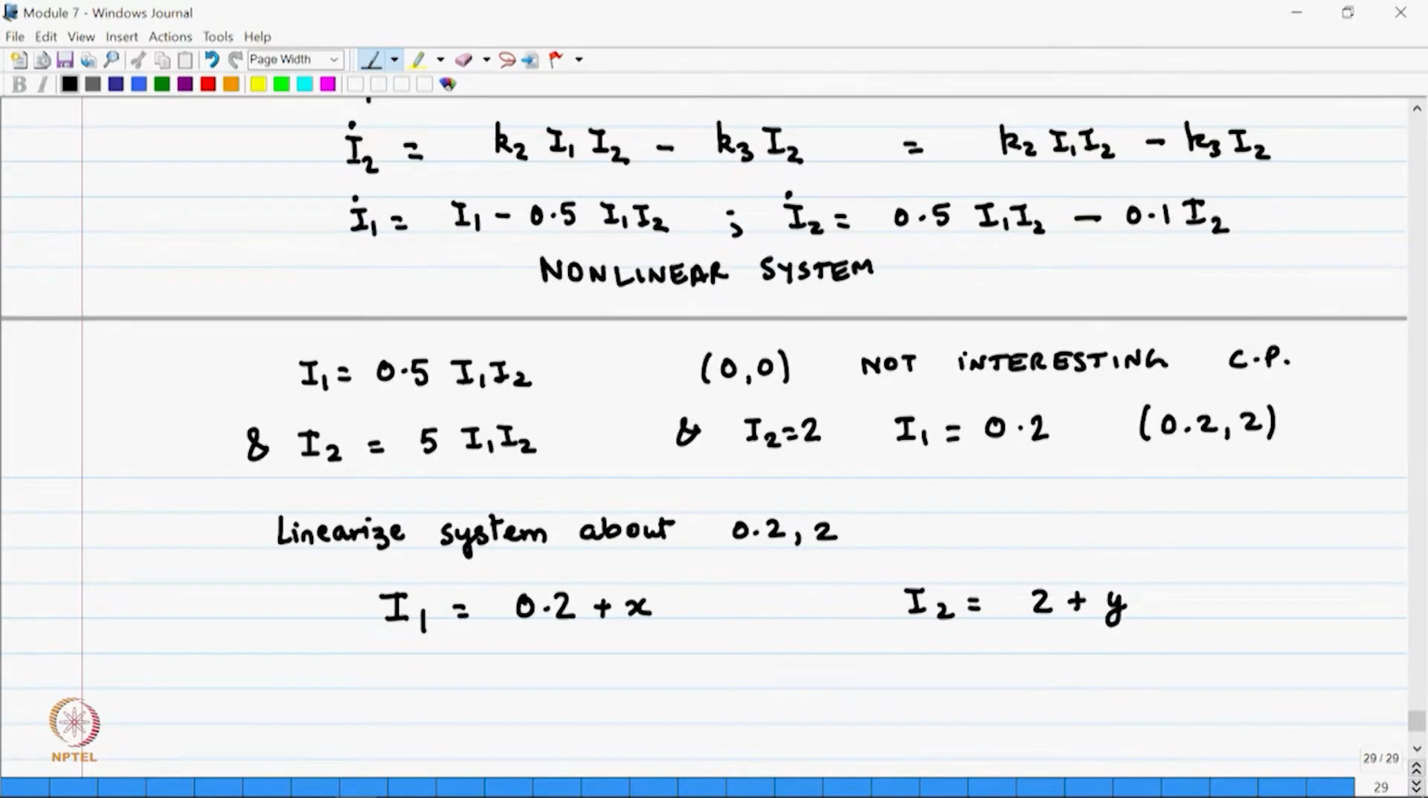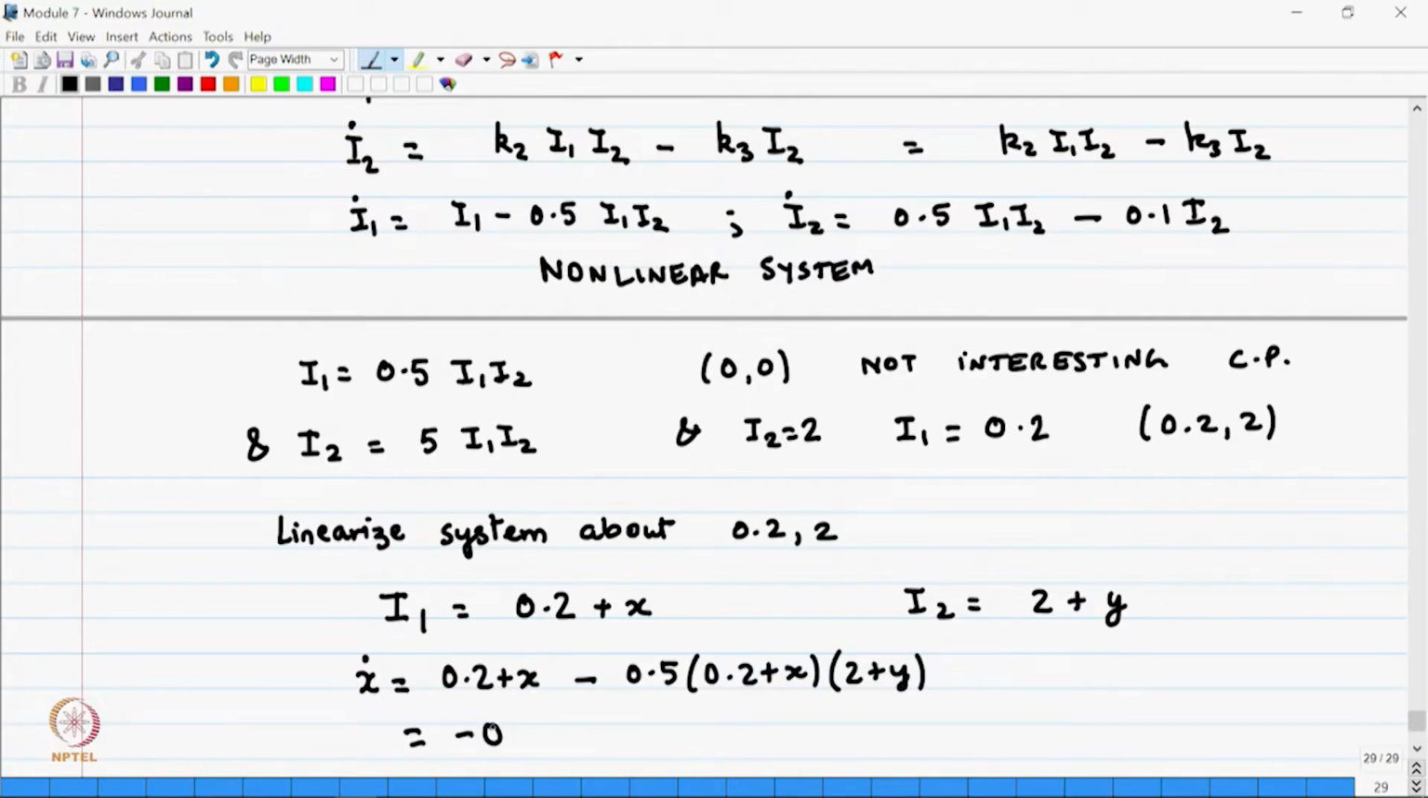Okay. Then I can write this equation as x dot is equal to I1, that is 0.2 plus x, minus 0.5 into 0.2 plus x into I2, which is 2 plus y. And what you will get is the 0.2 will cancel because of the first term. And the x, so you have 0.5 into x into 2, so again that will cancel the x. So you will just have a term that involves y.